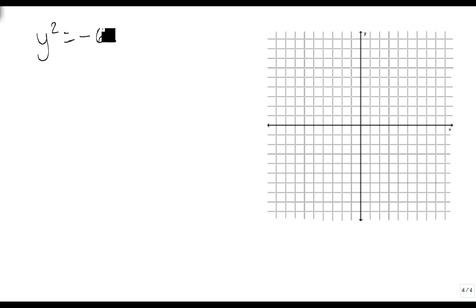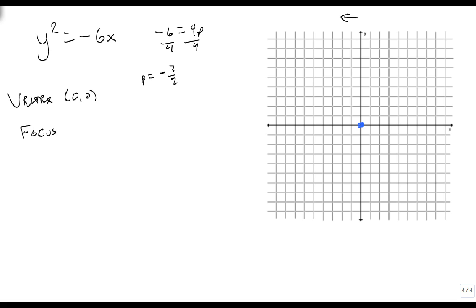y squared equals minus 6x. In this case, we take the minus 6 and set it equal to 4p. So we divide by 4, and we get that p is minus 3/2. It's a y squared, which means it's going to be going left to right. In this case, it's going to be going left. Our vertex is still at 0, 0. Our focus is at minus 3/2, 0. So our focus is 1.5 over.